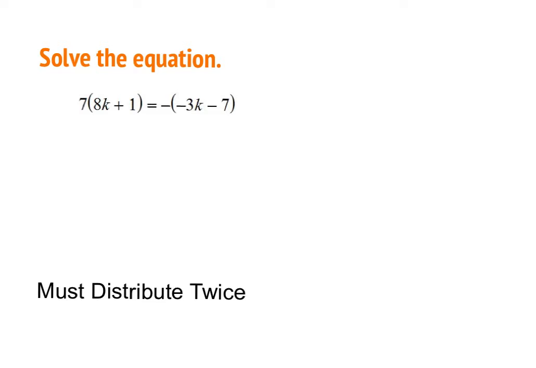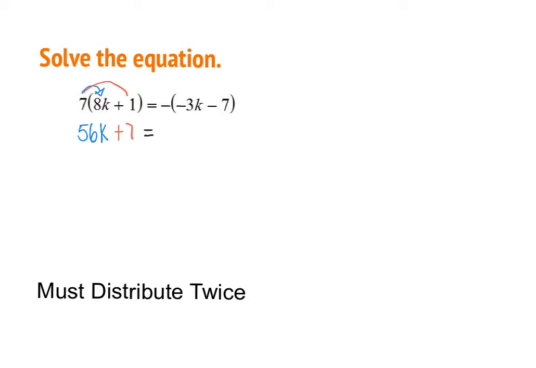So I'm going to take my 7 multiply by 8k, and then multiply 7 by 1. So when I do that multiplication, 7 times 8 will give me 56k, and then 7 times 1 is positive 7. Bring down the equal sign.